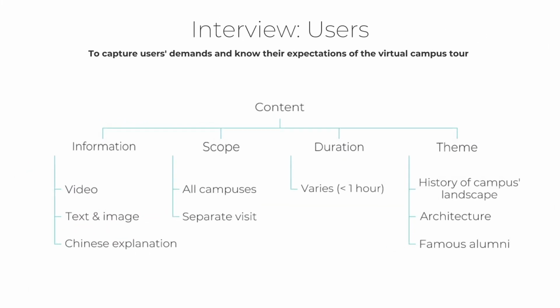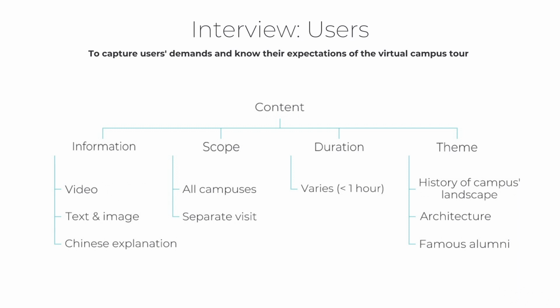For the content, users want to visit all the campus separately in up to an hour, but the specific duration still needs more research. They hope to learn about the history of campus landscape, architecture, and famous alumni through video, text, or images with Chinese explanations. As for the requirements of Archives, users could accept PDF version and explorable links. They tend to provide feedback via comments, bullet screen comments, and star rating.